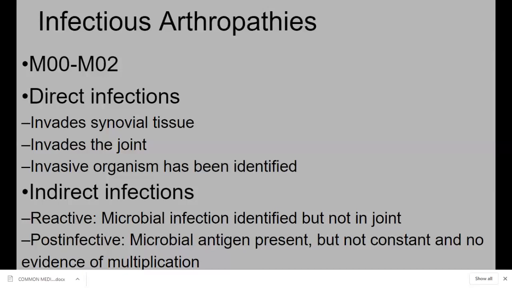Infectious arthropathies, M00 through M02. Direct infections invade synovial tissue, invade the joint. Invasive organism has been identified. Indirect infections, reactive, microbial infection identified but not in the joint. Post-infective, microbial antigen present but not constant and no evidence of multiplication.